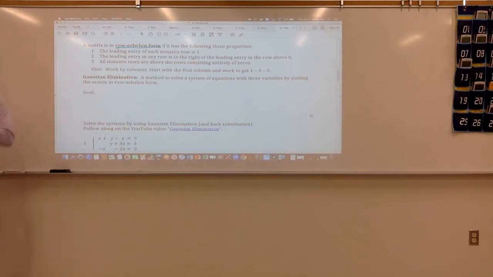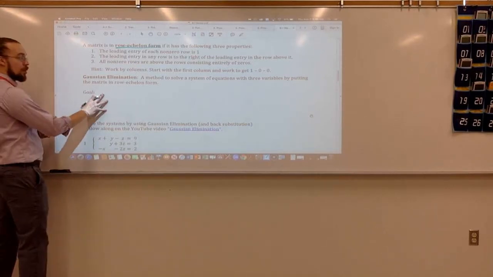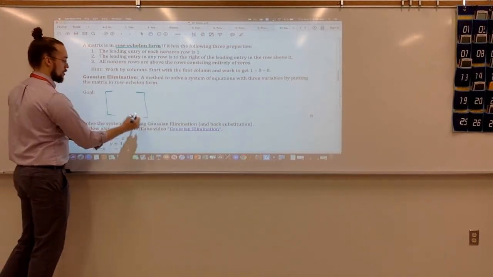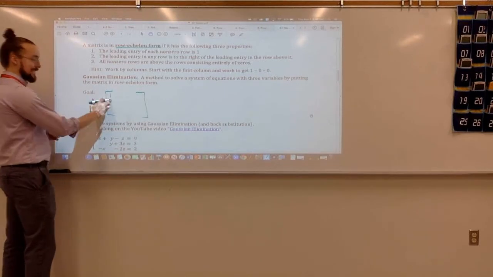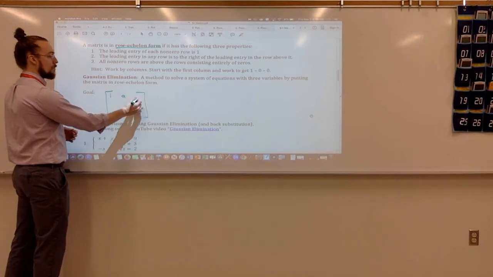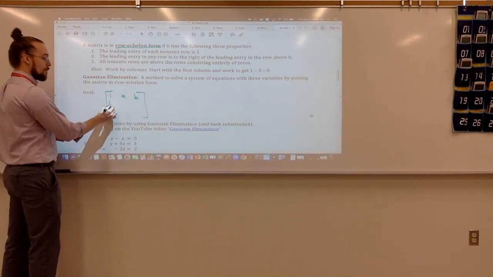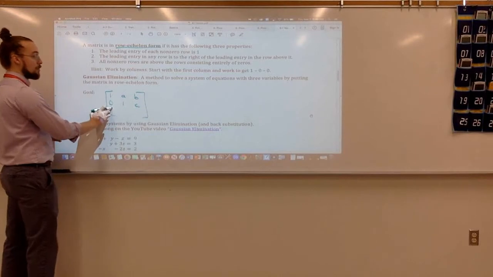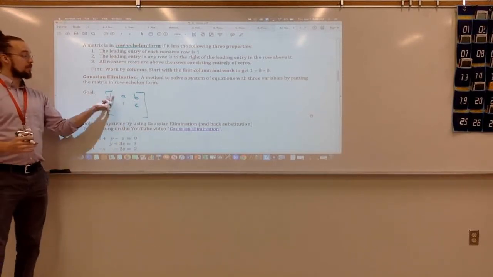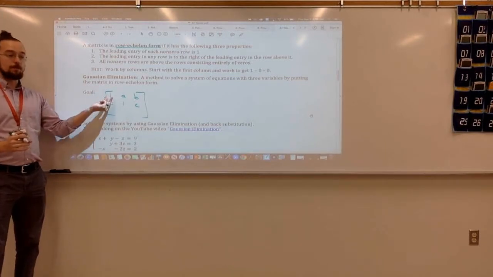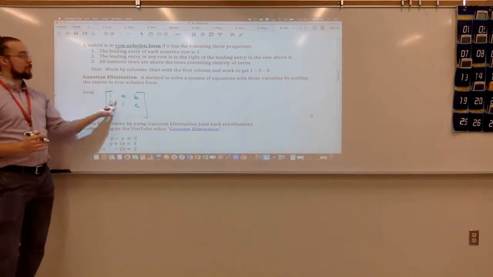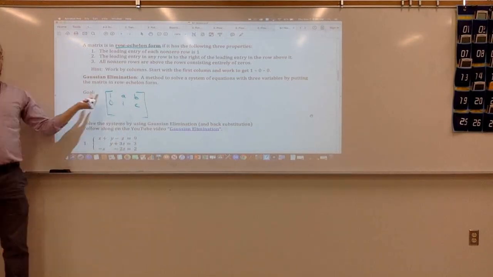So what that looks like is our goal to make our matrix look like this, where the leading entry is 1, and then the next entries can be whatever. But then I want the leading entry of the row below it to be to the right of the leading entry in the row above it. That's what number 2 means here. The leading entry in any row is to the right of the leading entry in the row above it.